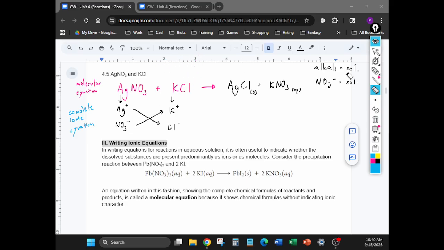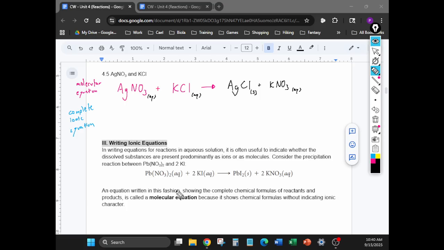Okay. Now the complete ionic equation is exactly what it sounds like. Basically what we're doing is we're writing this equation, but we're going to write all of the ions that are associated with it. So let me erase this just so we have some space. But before we do that, let's finish up our molecular equation by writing all the states of matter. So precipitate, we did solid. This is aqueous. If you look at AgNO3, this has NO3, right? So what's the state of matter for this? Aqueous. And then same thing for KCl. This is also aqueous because it has potassium in it.